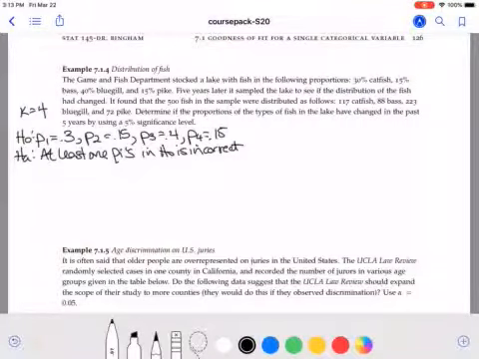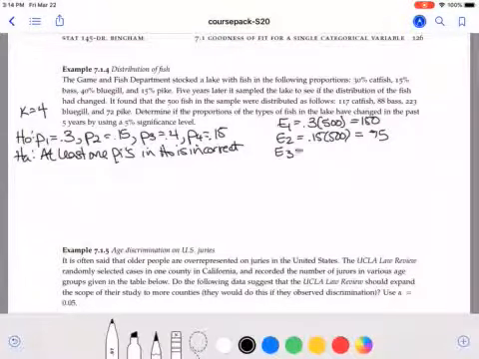Okay, then we need to look at our expected counts. Our expected counts are what the null says we would have. If we have 500 fish, and we're supposed to have 30% catfish under the null, our first expected count is 0.3 times 500, which is 150. Our second expected count is supposed to be 15%, so 15% of 500 would be 75 fish.